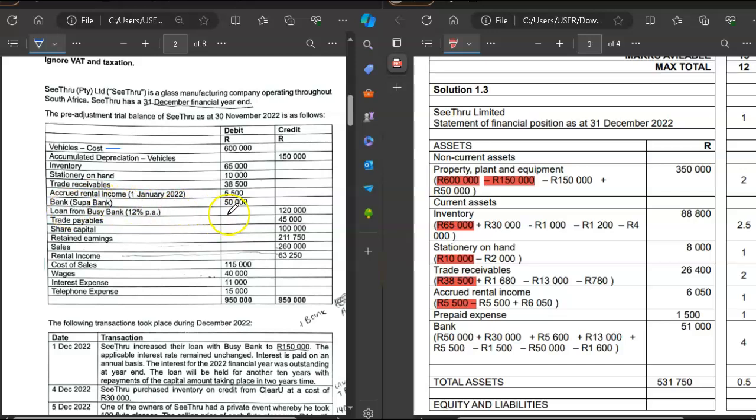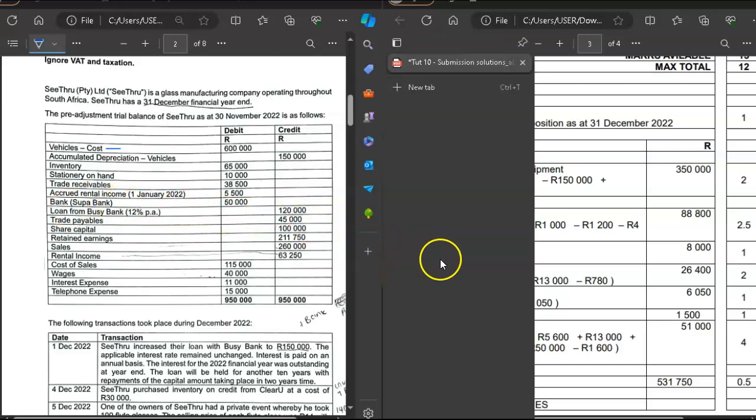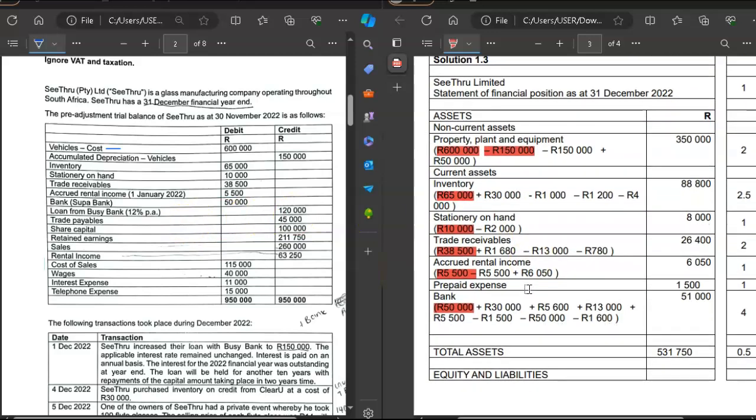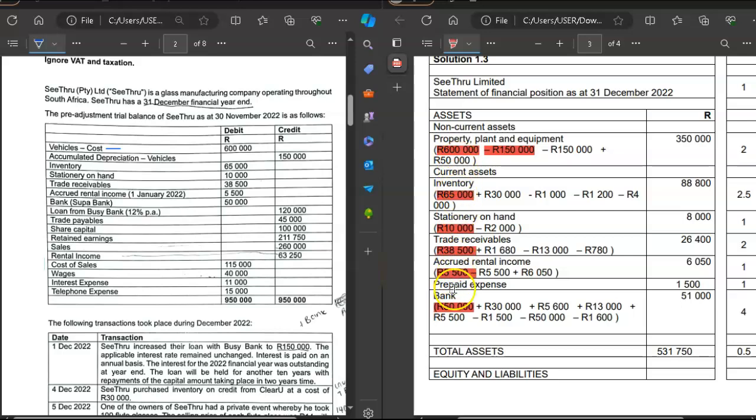So next thing is bank, 120,000. So bank is a current asset. Now what's the amount? It's 50,000. Perfect. So you put bank down and you put 50,000. The next one, loan. Now we're done with the assets, so we go to loan. So you see how we literally put down all the assets.